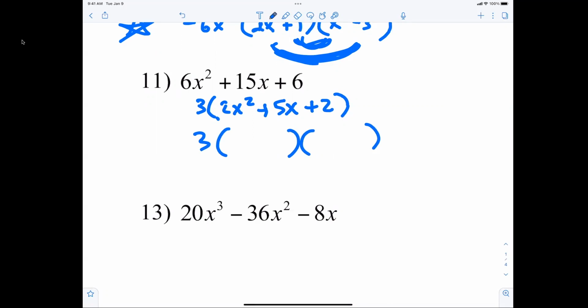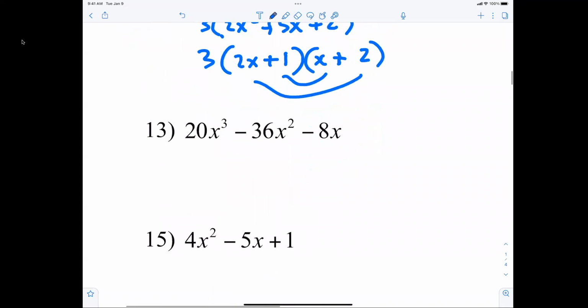All right, so what's the only way to make 2x squared? 2x and x. Now, the only factors of 2 are 2 and 1. Where does 2 have to go? On the right. 1 goes on the left. And they're both now positive. 1 and 4 makes 5. There you have it.